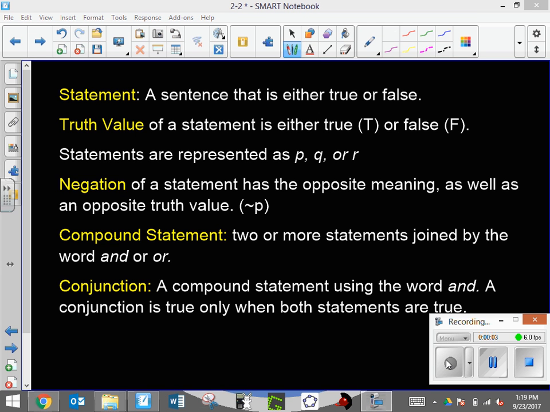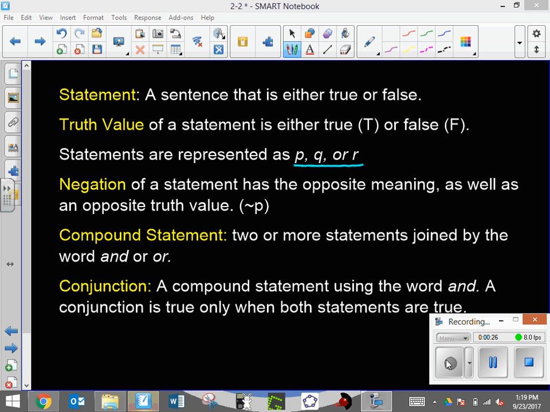Okay, section 2, we're looking at logic. So we're going to be writing a lot of sentences or statements, and those statements are either going to be true or false. We will have to determine the truth value of those statements. Most of the time our statements are going to be represented by these three letters, P, Q, or R. And then we'll also deal with negation.